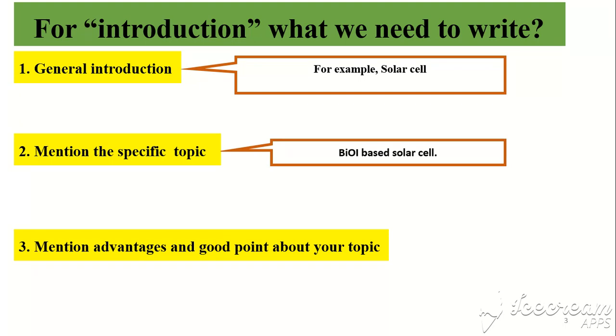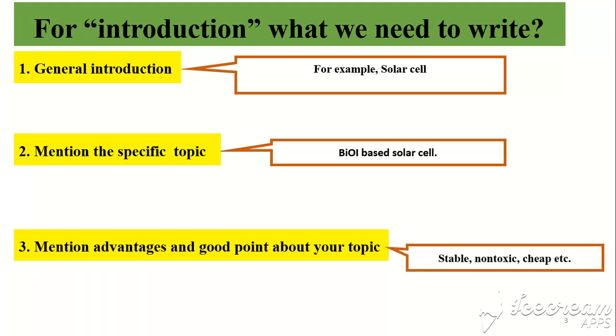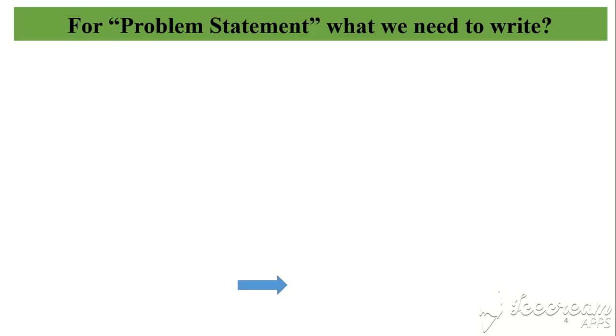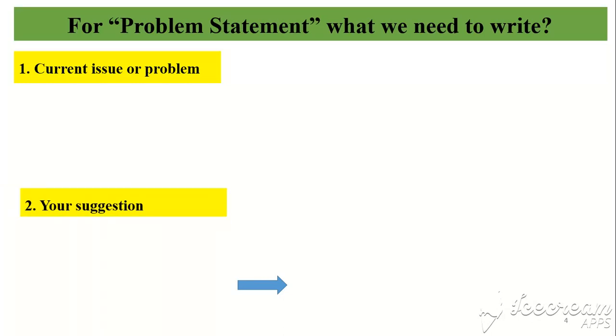So why? This question will obviously come. So at that time you need to mention some advantages. I'm working with this solar cell because it has some good properties: stable, non-toxic, and very cheap. And another advantage is it has good optical properties. This thing you need to mention. And after that, you need to mention the problem. I mean, the problem statement. In the problem statement, you need to mention the current issue or problem. And then based on the problem, you need to make a suggestion.